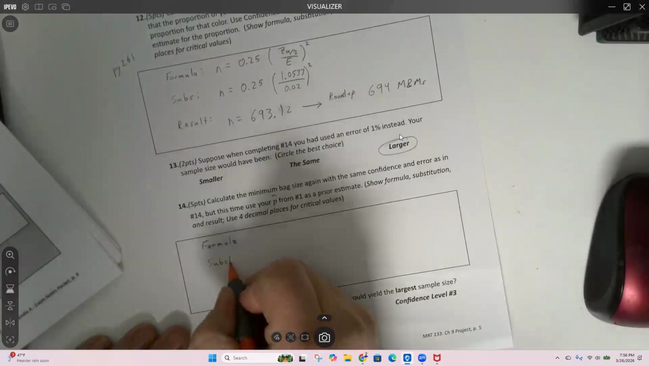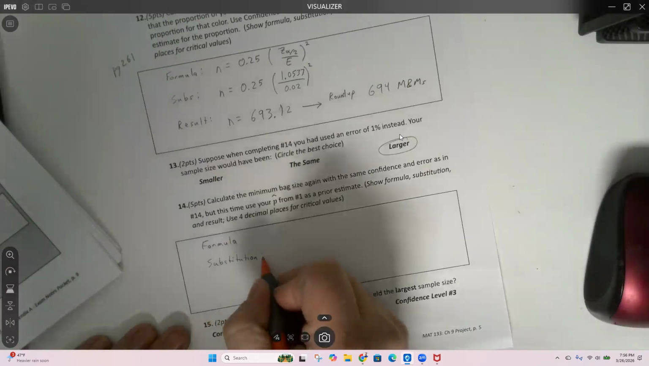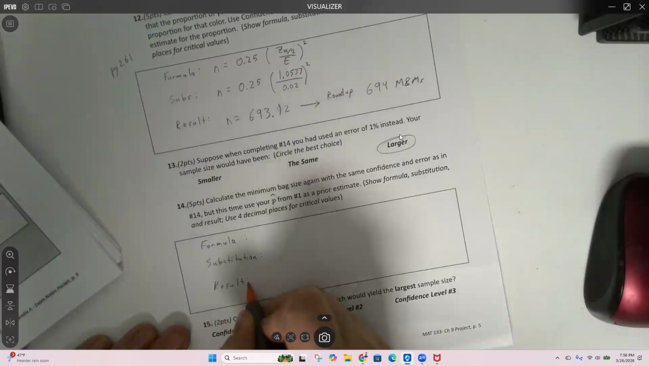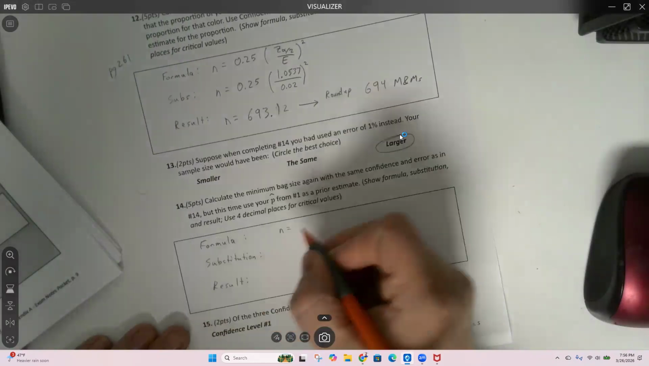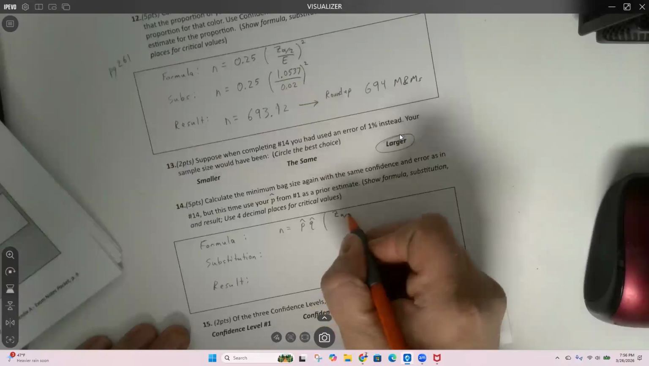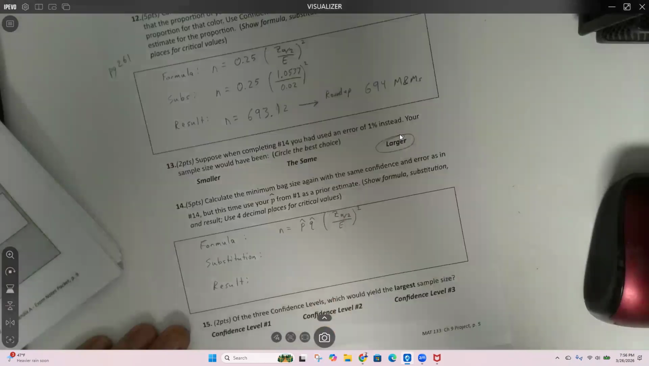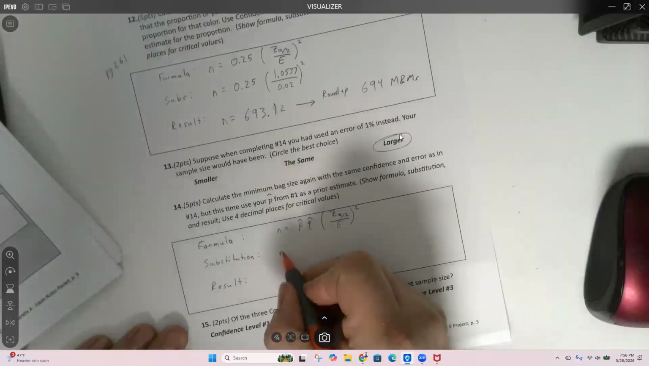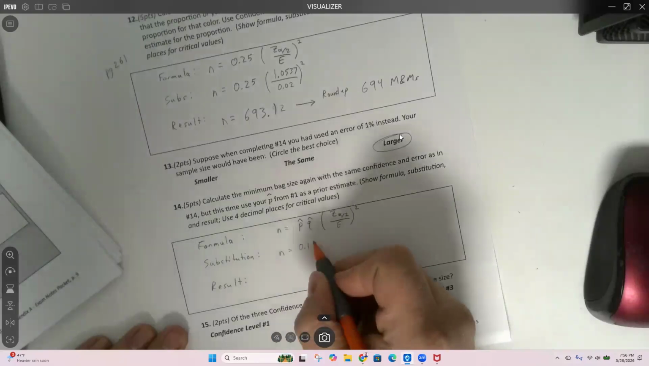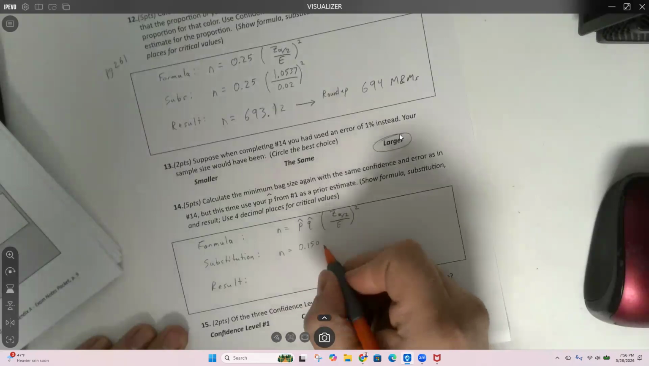substitution, and a result. So now it's p hat q hat, z alpha over 2, over the error squared. Okay. And our substitution, my p hat for M&Ms. Make sure you're doing the M&M one, not the Skidoo one.